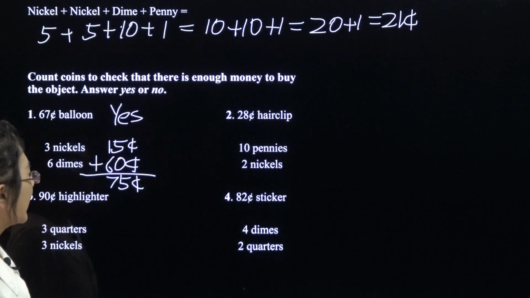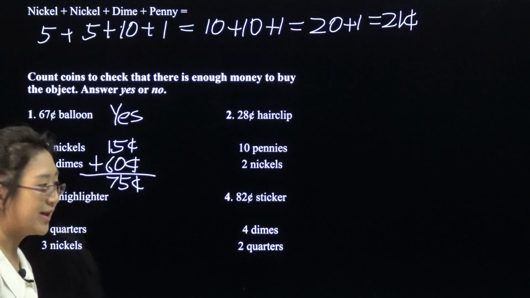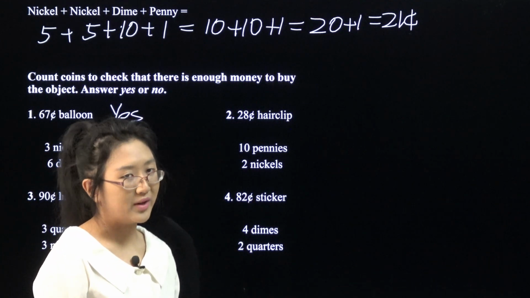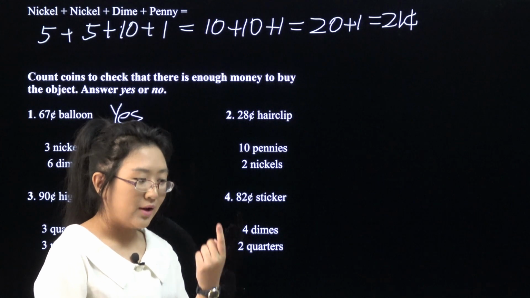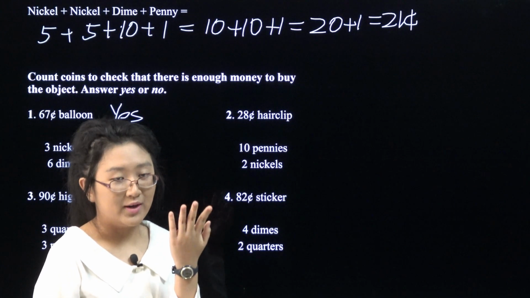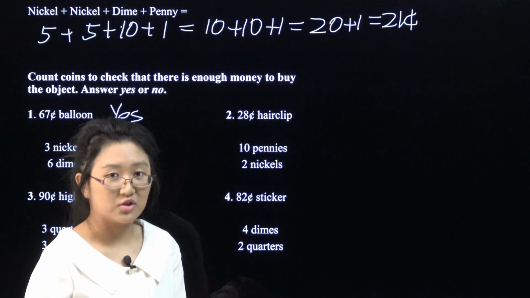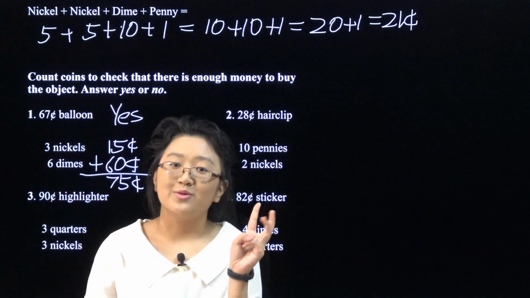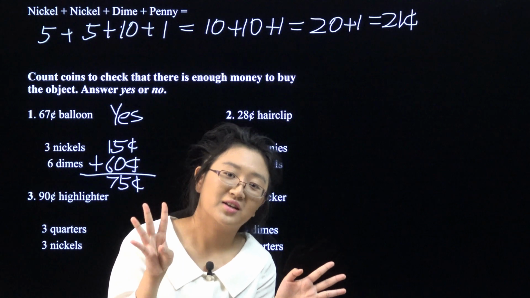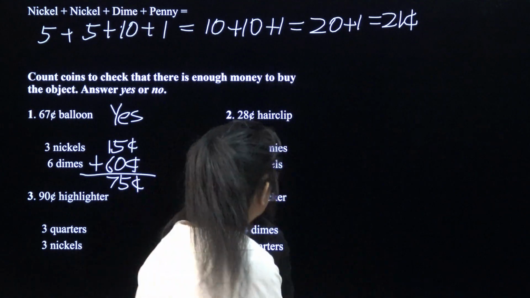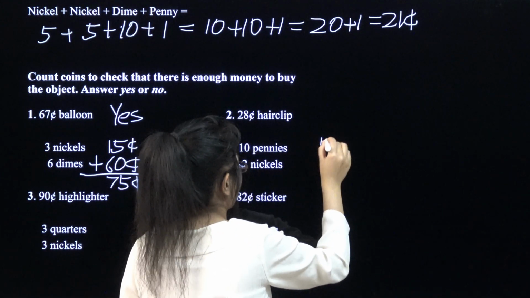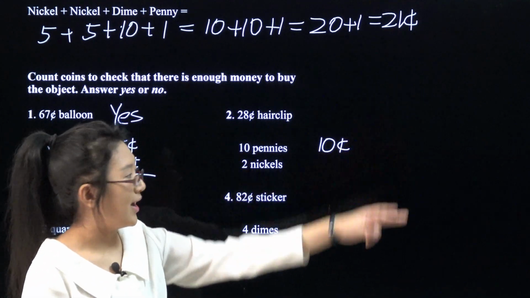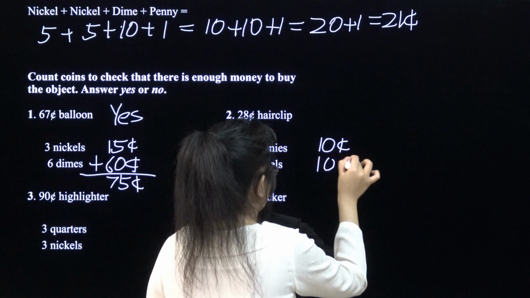What about a 28-cent hair clip with 10 pennies and 2 nickels? What's 10 pennies? Well, a penny is just 1 cent. So if you count by 1 for 10 times, well, that's just 10. If you don't believe me, 1, 2, 3, 4, 5, 6, 7, 8, 9, 10. So that's 10 cents. What about 2 nickels? 5, 10. Another 10 cents.